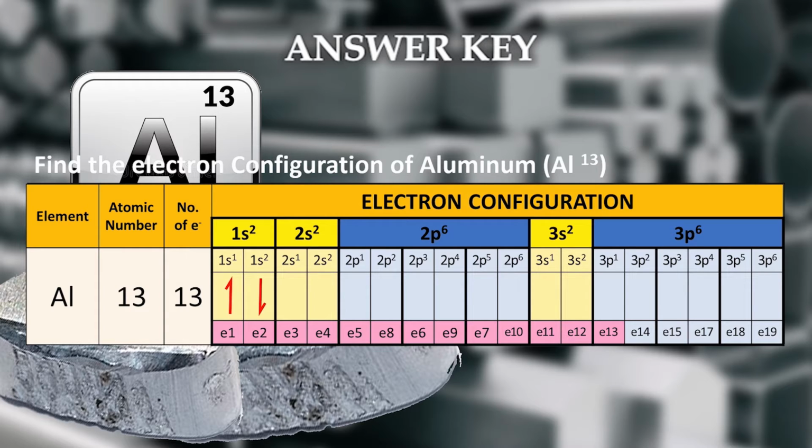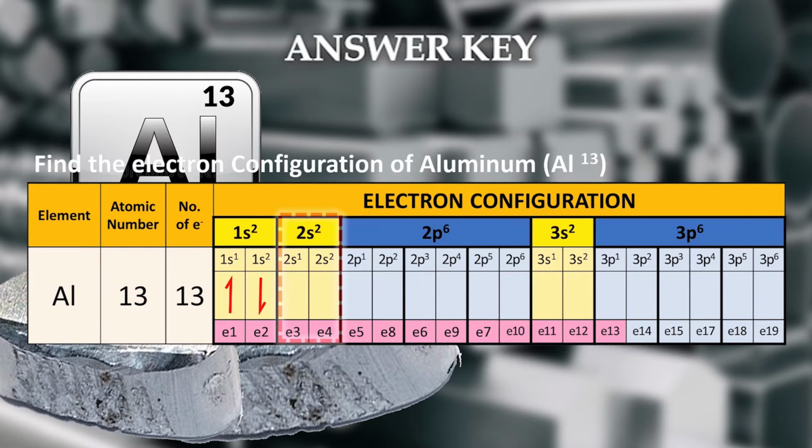So for aluminum, electron 1 on E1, electron 2 on E2, then move to the next energy level, 2s2, electron 3 on E3, and electron 4 on E4. Now entering 2p6 with 3 subshells, a larger orbital. Let's follow Hund's rule.